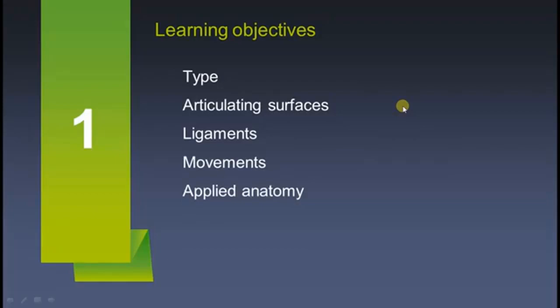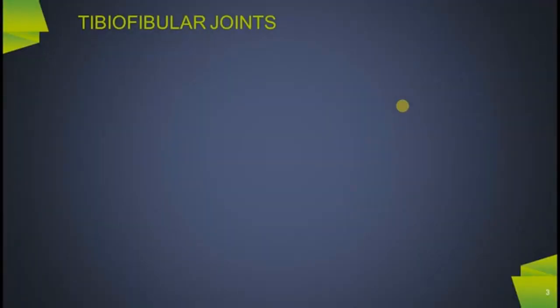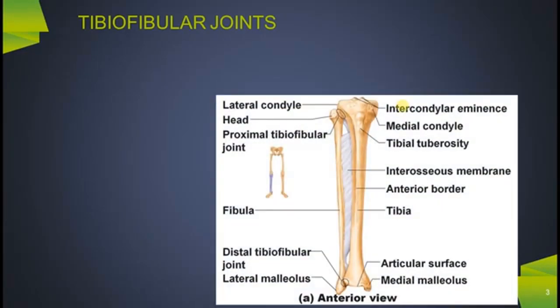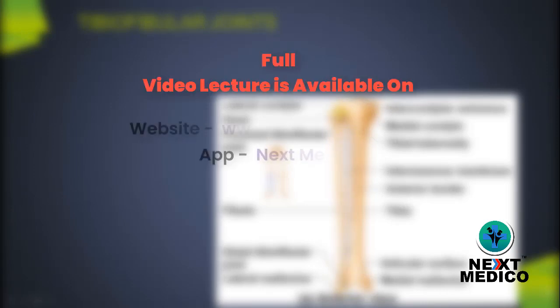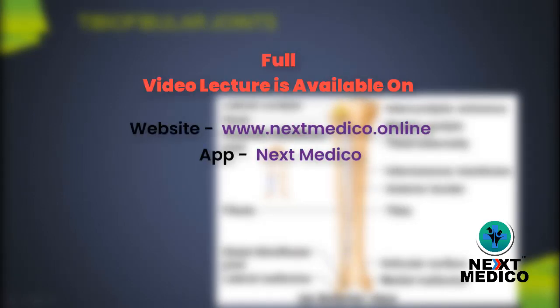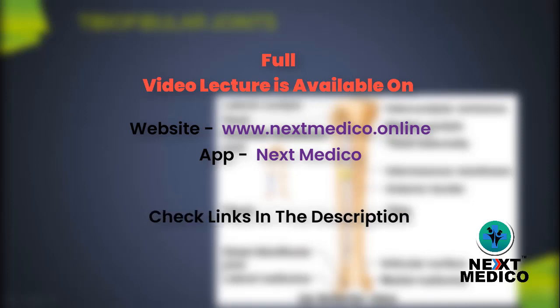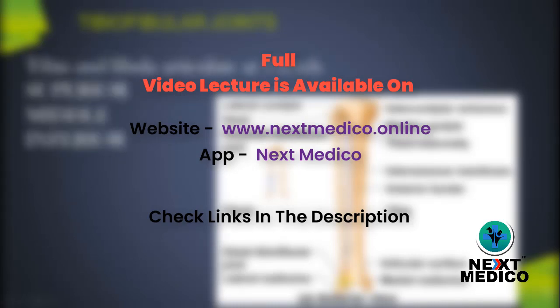So first, to start with, we will be discussing the tibiofibular joints. If you look at the tibiofibular joints, the tibia and fibula are held together at three places. The upper part is the superior tibiofibular joint, then you have the middle tibiofibular, and then you have the inferior tibiofibular joint. Of this, the superior tibiofibular joint is a synovial joint.